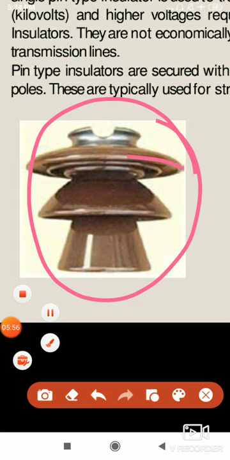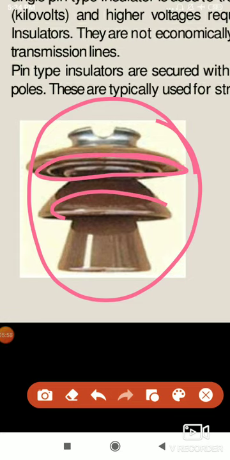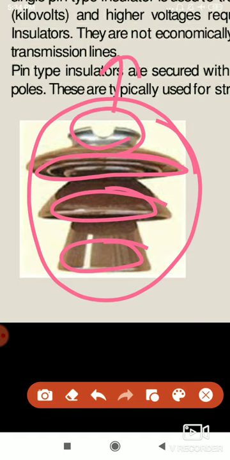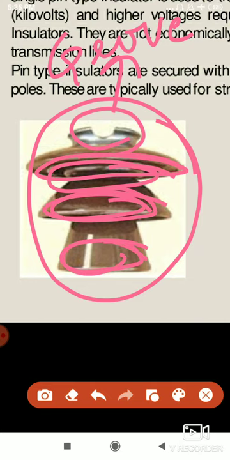It has porcelain layers. These layers are porcelain layers, right? The top, which has that, we can call a groove. The top is made of steel or aluminium, whatever it may be. So these are porcelain layers, and this is in the form of a pin type representation. That's why we can call these insulators pin type insulators.